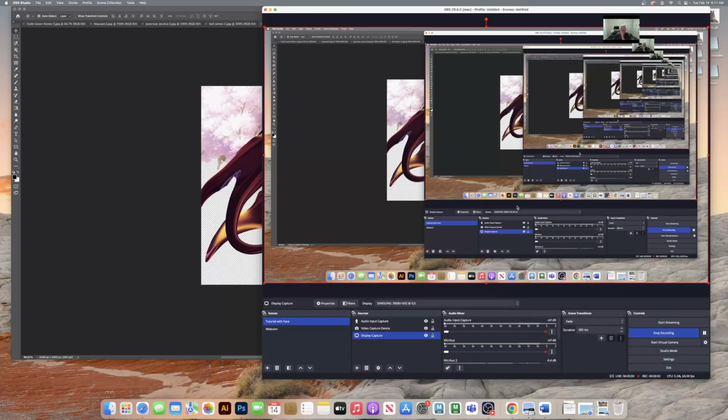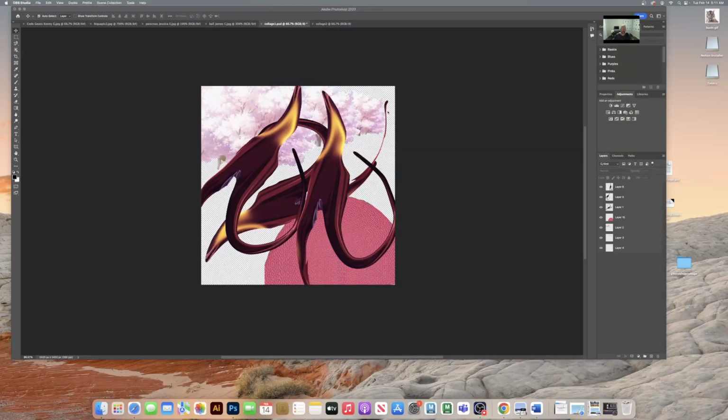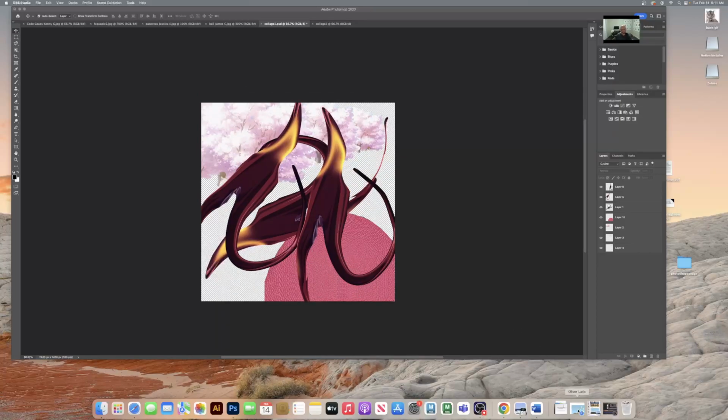Okay, so here we are again. You guys are working in Photoshop on your Photoshop pieces. And I just wanted to show you guys some examples from the past.